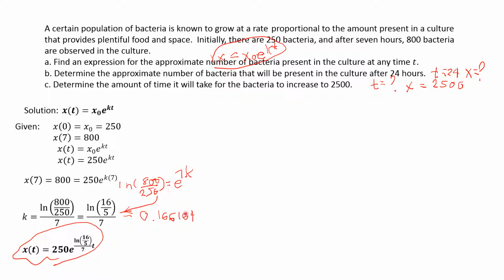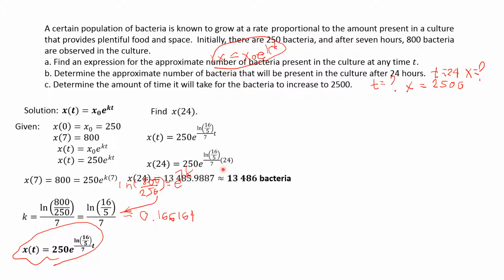Next question is to determine the approximate number of bacteria that will be present in the culture after 24 hours. So all we have to do is use this formula. We just substitute 24, so we're looking for x24. Substitute 24 in this equation: 250 e to the ln of 16 over 15 over 7 times 24. You will get 13,486 bacteria.